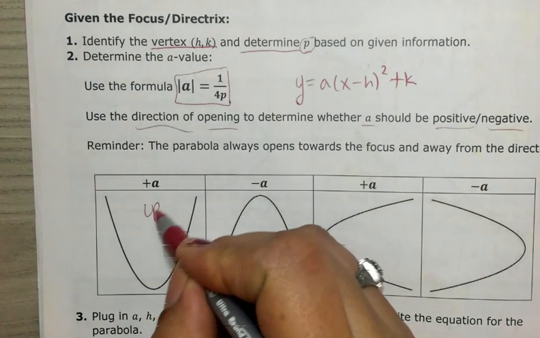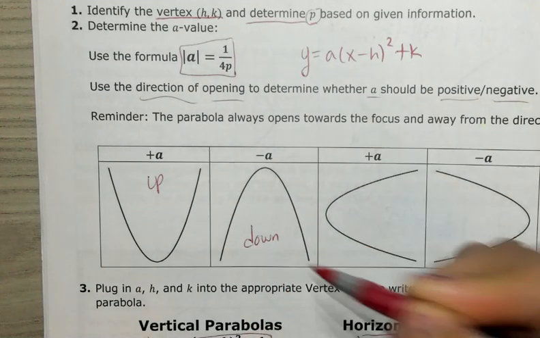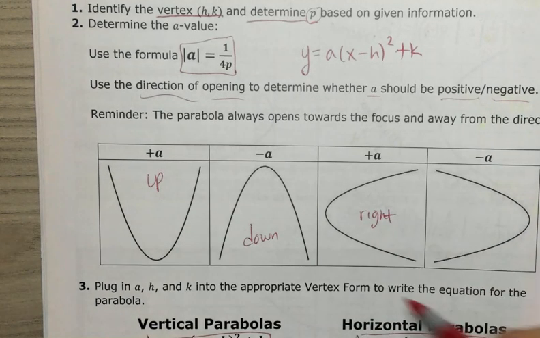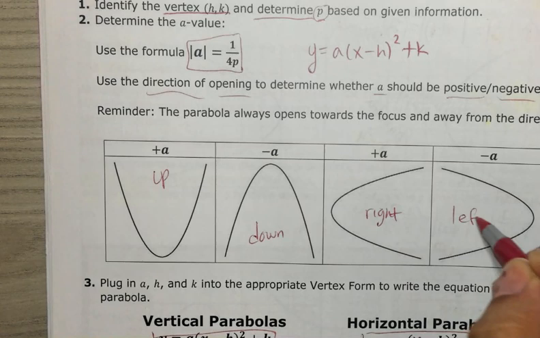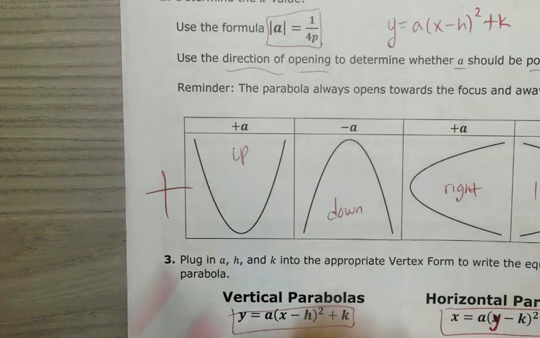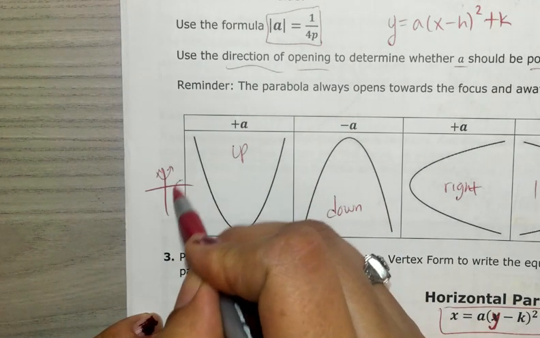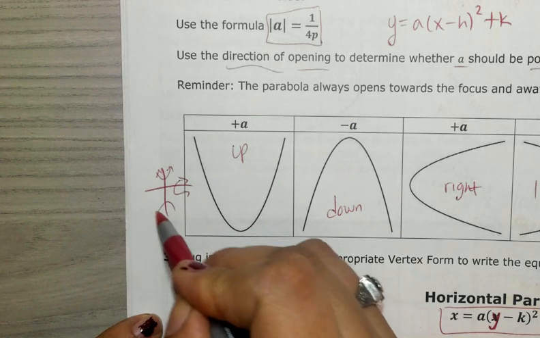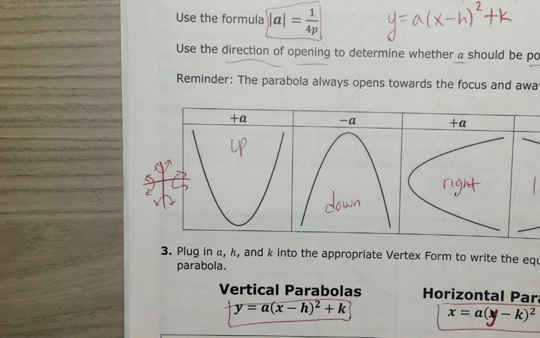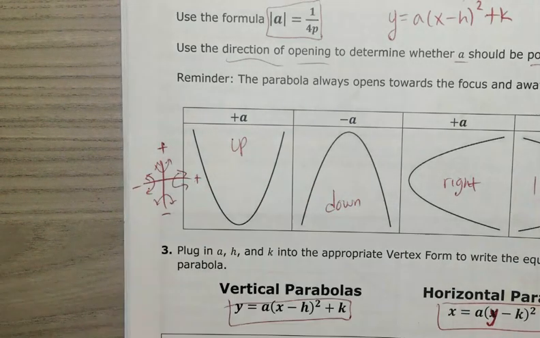So if it's opening up, it's a positive a. If it's down, it's a negative a. If it's opening to the right side, it's a positive a. If it's opening to the left side, it's a negative a. So just picture like the coordinate grid. Up, it's positive. To the right, it's positive. Down is negative, and to the left is negative. So positive, positive, negative, negative.